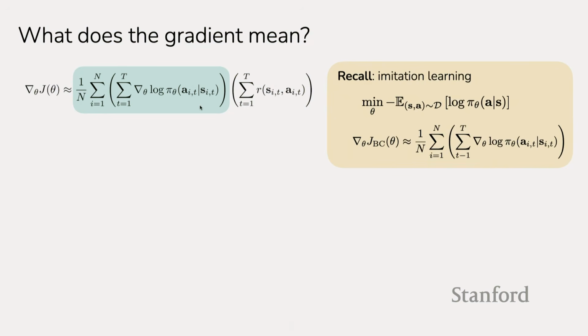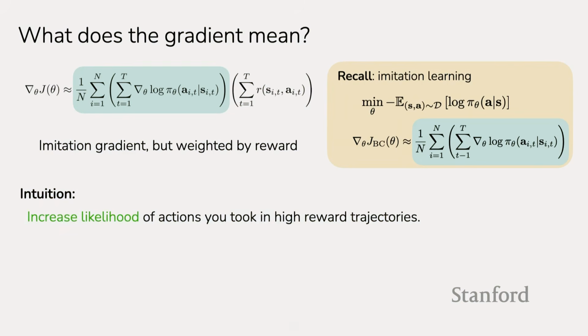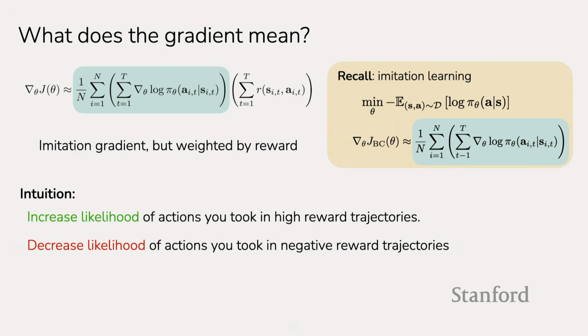So you can think about this first term as saying, I'm going to basically try to increase the likelihood of the actions in the online data. But then the second term is weighting that by the reward of that trajectory. Like how good was that trajectory? And so you can think about this as the imitation gradient, but weighted by the sum of rewards seen in the data. Essentially, you're going to increase the likelihood of actions that had high reward and decrease the likelihood of actions that were taken in negative reward trajectories. And so you're actually going to be imitating your own data, the data that was collected by the policy.